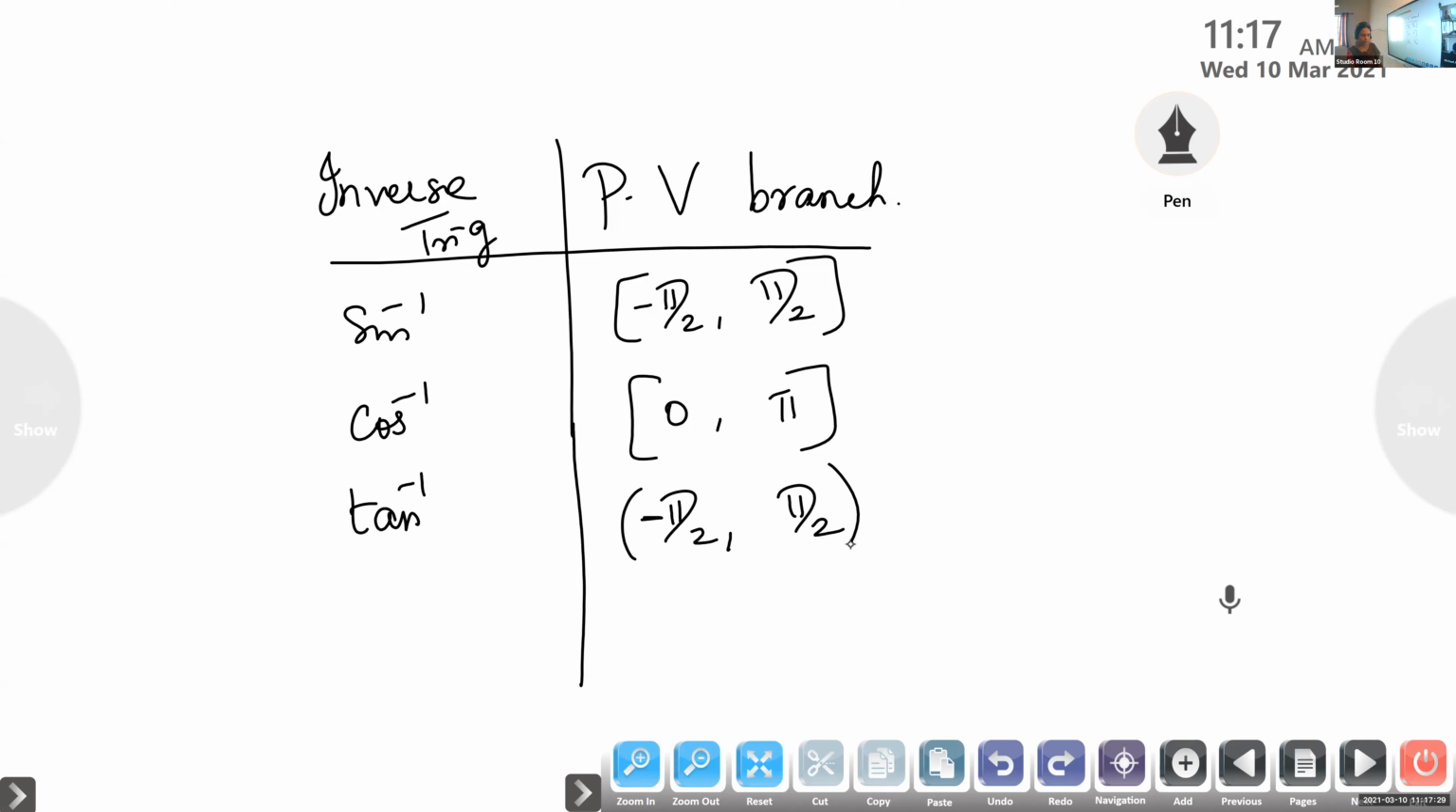Then, what about cosec inverse? Reciprocal of sine is cosec. So for cosec, you check for sine. In sine, for which value will it become 0?